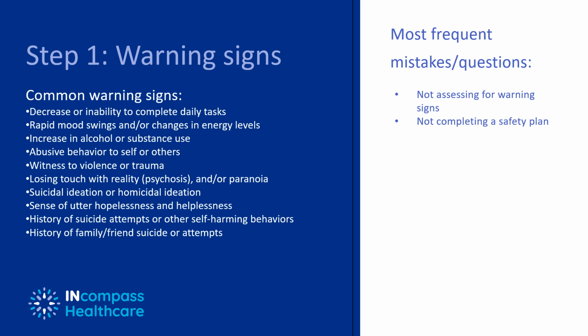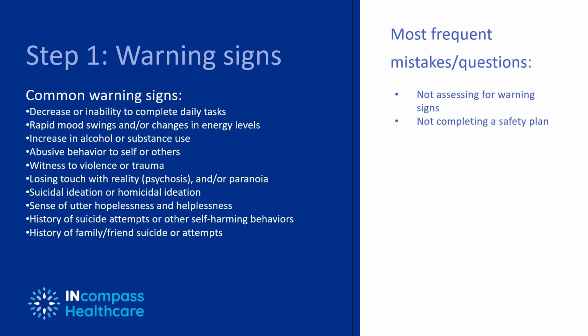So step 1, warning signs. Some of the common warning signs you may hear are things like decrease or inability to complete daily tasks, rapid mood swings or changes in energy levels, an increase or even a decrease in alcohol or substance use, abusive behavior to self or others, witness to violence or trauma, losing touch with reality or paranoia, suicidal or homicidal ideation, a sense of utter hopelessness and helplessness, any history of suicide attempts or other self-harming behaviors, and even a history of family or friends' suicide or attempts.